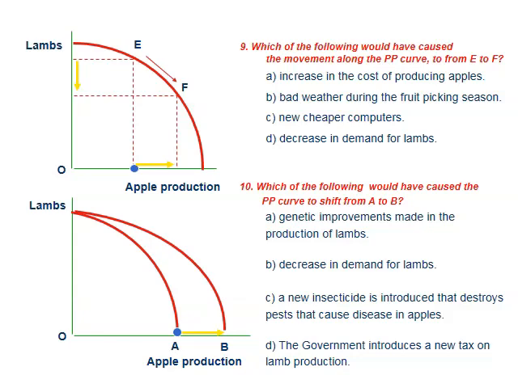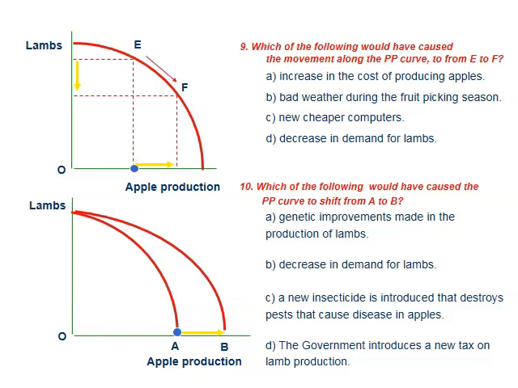So the question says, which of the following would have caused that movement? Well, if you look at A, an increase in the cost of producing apples would almost certainly lead to a decrease in the production of apples. So it would be a movement back towards zero along the y-axis.